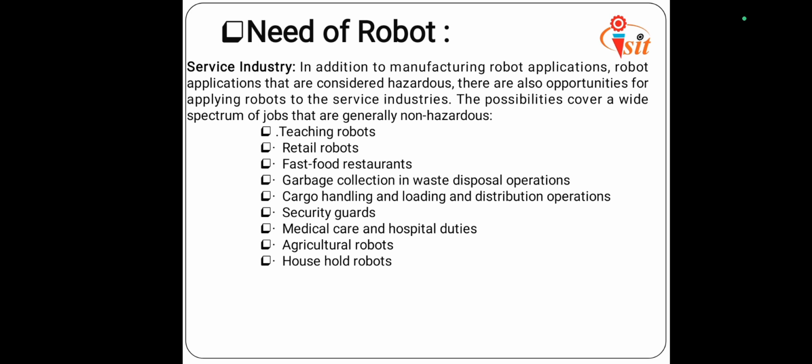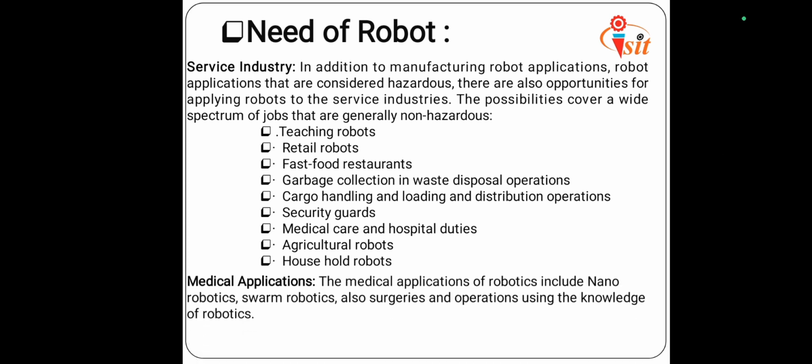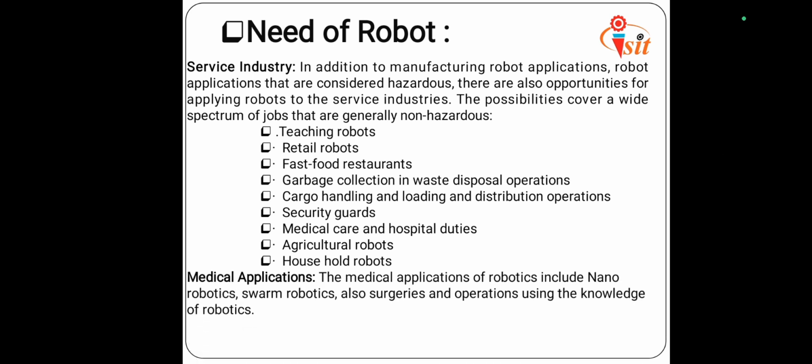Medical applications. The medical applications of robots include nanorobots, swarm robots, which do surgery, that is complex surgery and operations using the knowledge of robots. Robots for paralyzed patients. We are using robots for paralyzed patients also. So the next important point is laws of robots. Asimov had proposed three laws of robots.